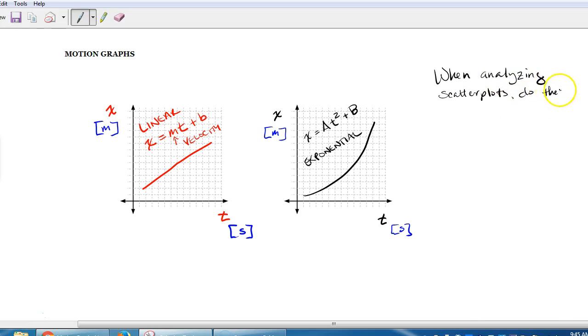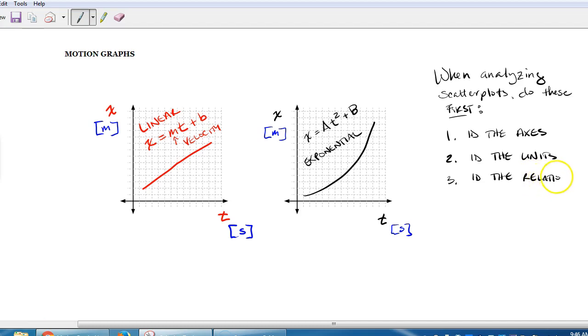So when you're analyzing scatter plots, for example on an ACT test, you want to do three things before you do anything else. First, you want to go ahead and identify what is actually on the axes. What is actually being represented there. Second, you want to get a sense for the size by looking at the units. And third, you want to look at the shape, and the shape is going to tell you what sort of relationship exists between the two variables.